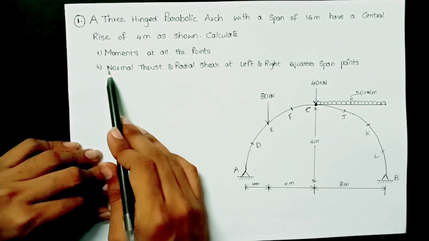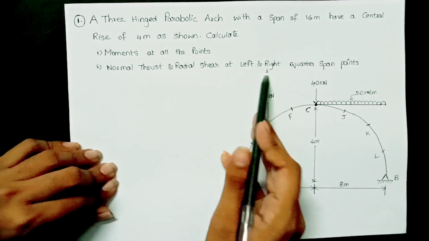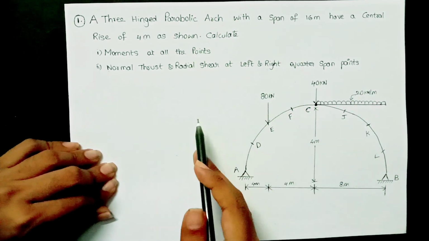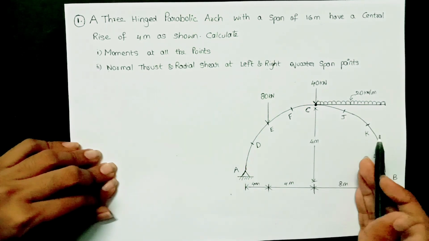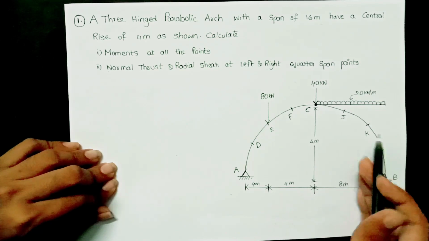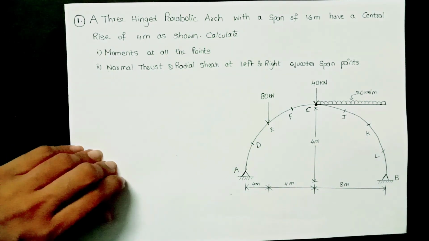And the second part is to calculate the normal thrust and radial shear at the left and right quarter span points. So this is the left span and this is the right span. In these spans we have to calculate the normal thrust and radial shear at the quarter points. So this is all about the question.